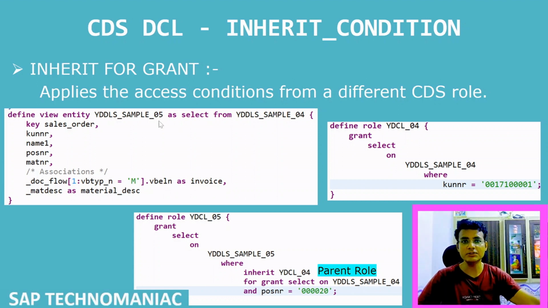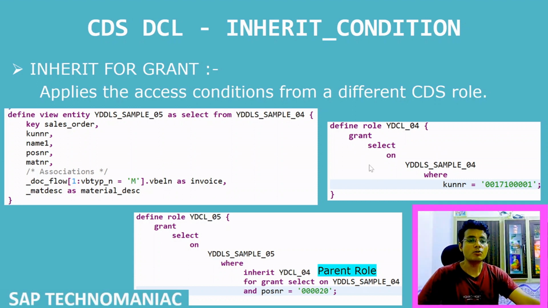As I told you in my last video, if somebody defined an access rule for one entity and that entity is called in another entity, that access rule will not be applied on the calling entity. In this case, I have created the DCL YDCL04 on this YDDLS sample 04. But when I create another CDS entity YDDLS sample 05, which selects from 04, this DCL will not be applied on 05. We will get the entire data irrespective of all the restrictions we put in this DCL.